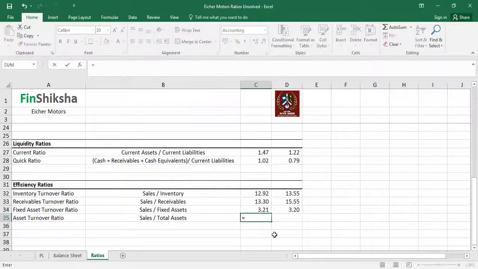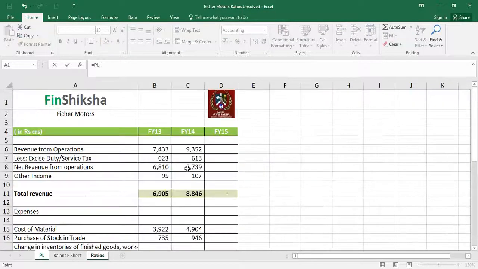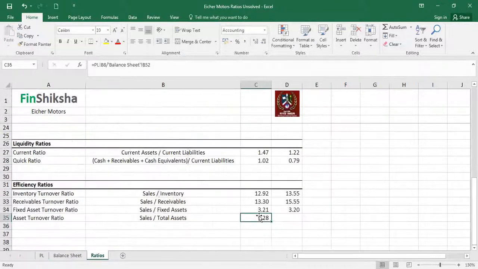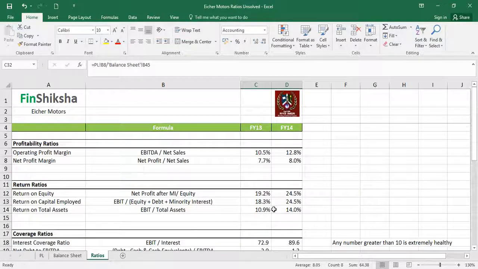Sales by total assets is going to be my net sales, net revenue from operations divided by my balance sheet total assets number, and that should also remain reasonably consistent as we look at it, right? So the company seems to be fairly consistent in whatever they are doing or slightly improving in whatever they are doing across these years. That's the numbers we are getting. That's how you basically calculate a set of ratios.